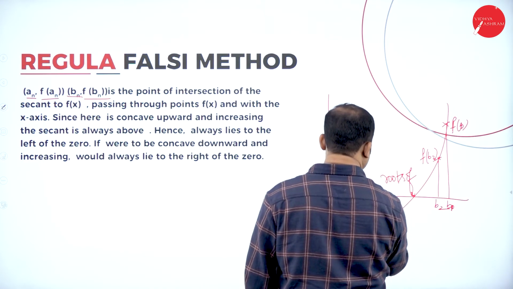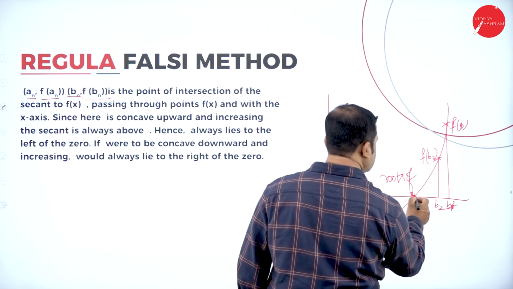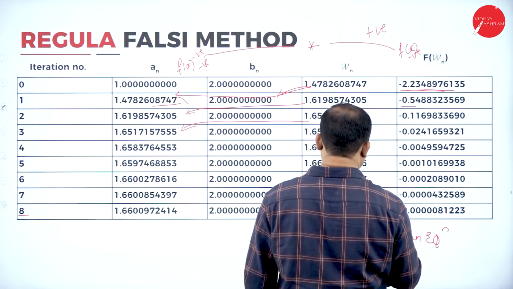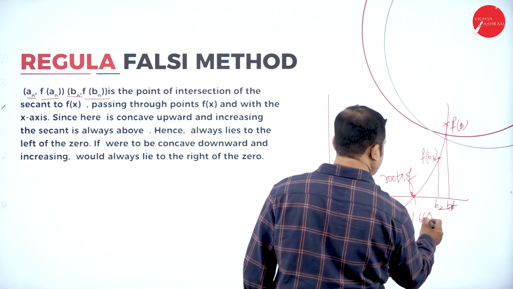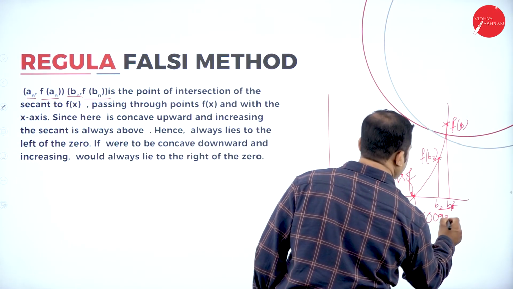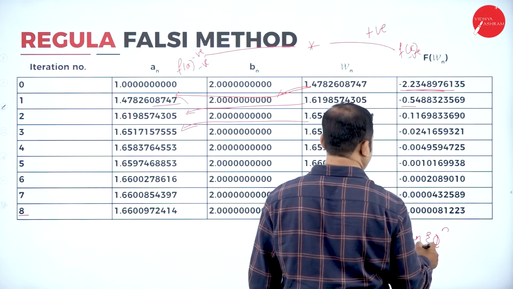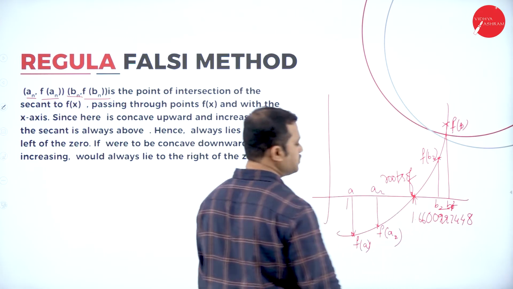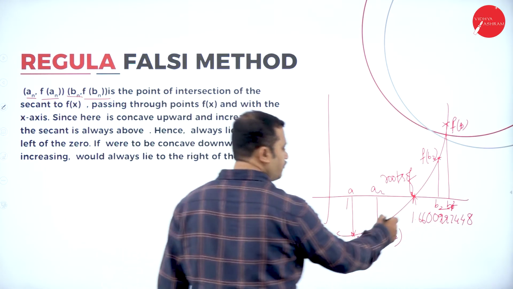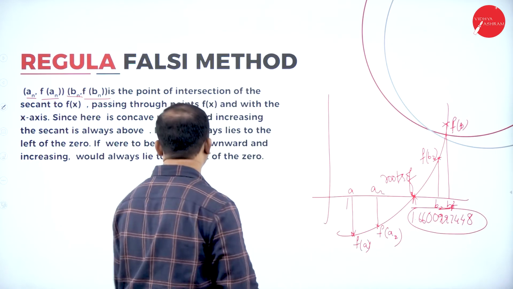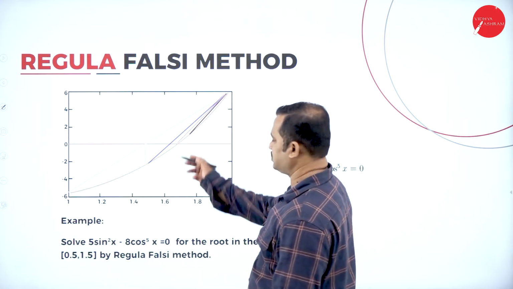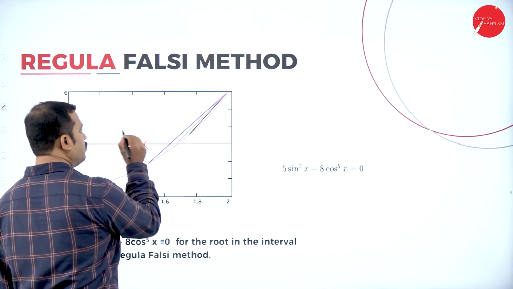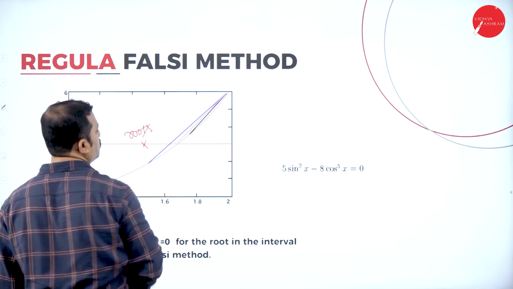So if I consider this as my 1 and this as my 2, this is considered as 1.6600997448. This is the point of juncture that is going to determine the roots of an equation. So this is how we are going to find that. If you look at this diagram, you will clearly observe that this is the point of juncture where you will see the roots of an equation.